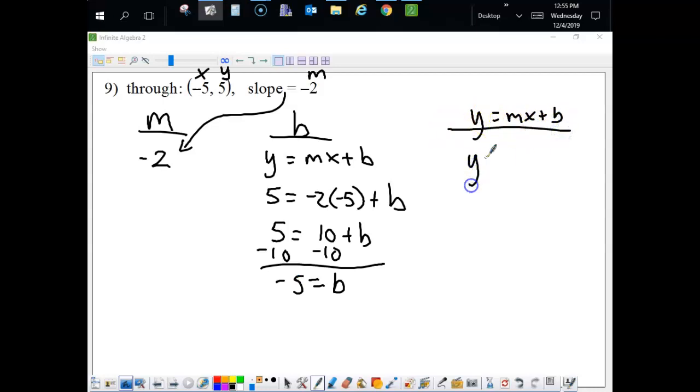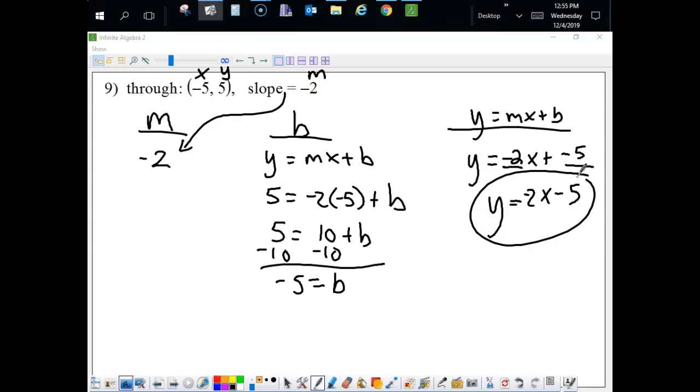Ready? y equals mx plus b. What's my m? -2. And what's my b? They probably won't write it like that. They'll probably write it like that: -2x -5. I put plus a -5. That's the same thing as -5. So that's why I'm saying they probably won't leave it like this. They'll probably do that.